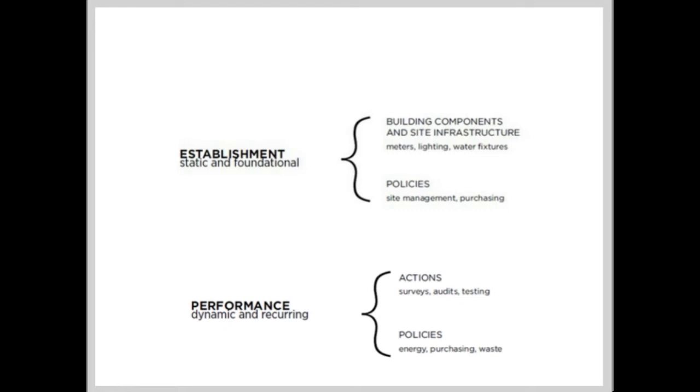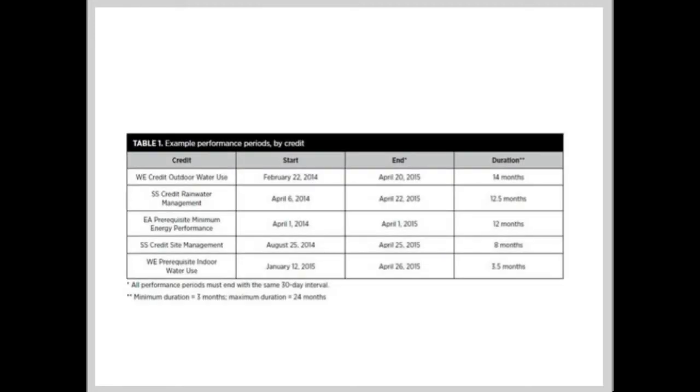That concludes our discussion on sustainable sites. Let's go over a few key points. We analyzed establishment and performance requirements for various credits. The initial performance period is the most recent period of operations preceding the certification application. It must be at least 3 months, but no more than 24 months, except as noted in the credit requirements.